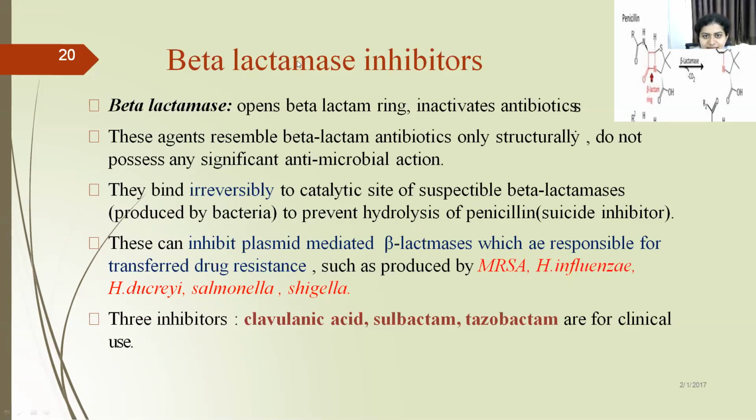So what are the beta-lactamase inhibitors? It includes clavulanic acid, sulbactam, tazobactam. Okay, there are 3 beta-lactamase inhibitors which are available. That is clavulanic acid, sulbactam, and tazobactam. So these are the 3 drugs which are the beta-lactamase inhibitors. So they go and bind to the beta-lactamase enzyme, which is synthesized by the bacteria, and they inhibit this enzyme. In that way, they prevent the hydrolysis of penicillin.